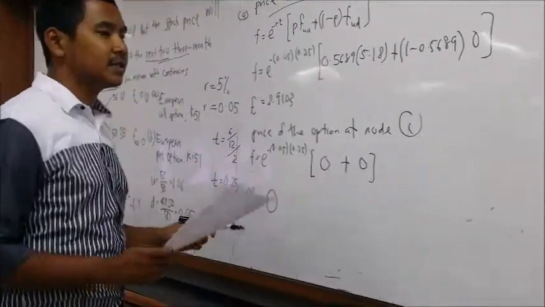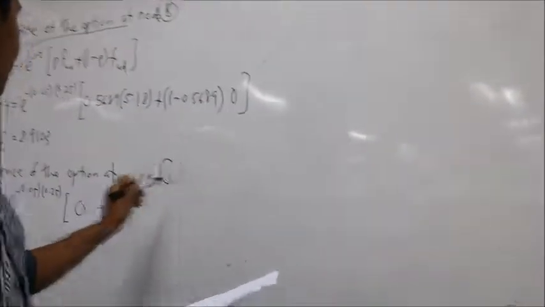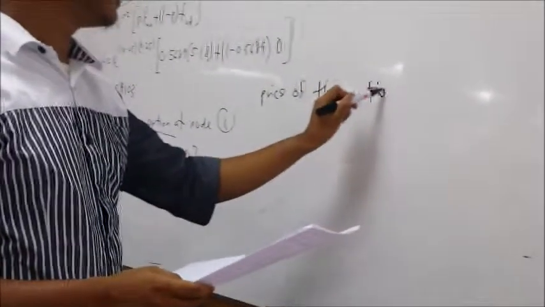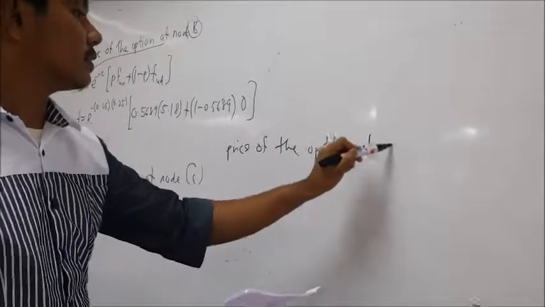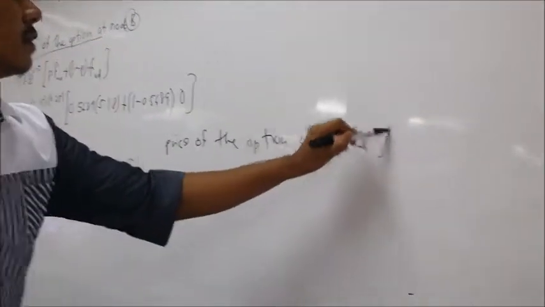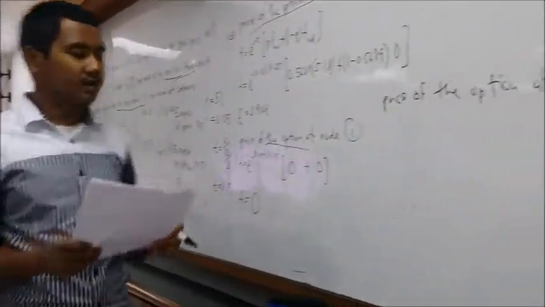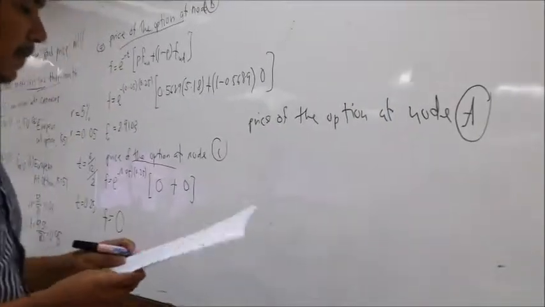So the last step is we find the price of the option at node A, which is this, for our call option.